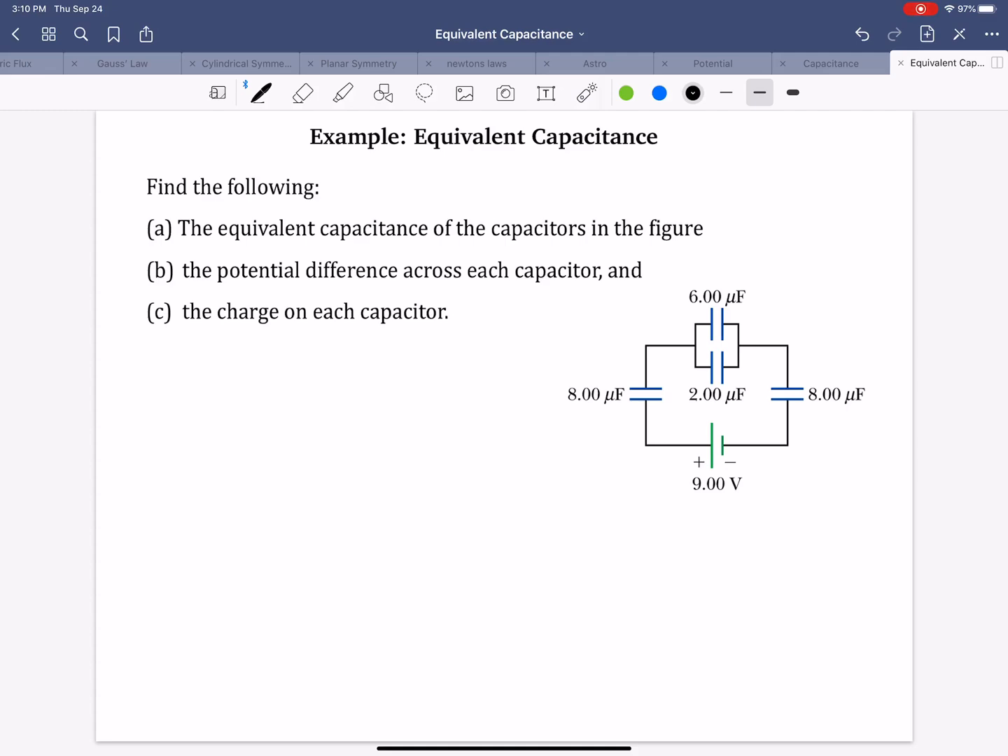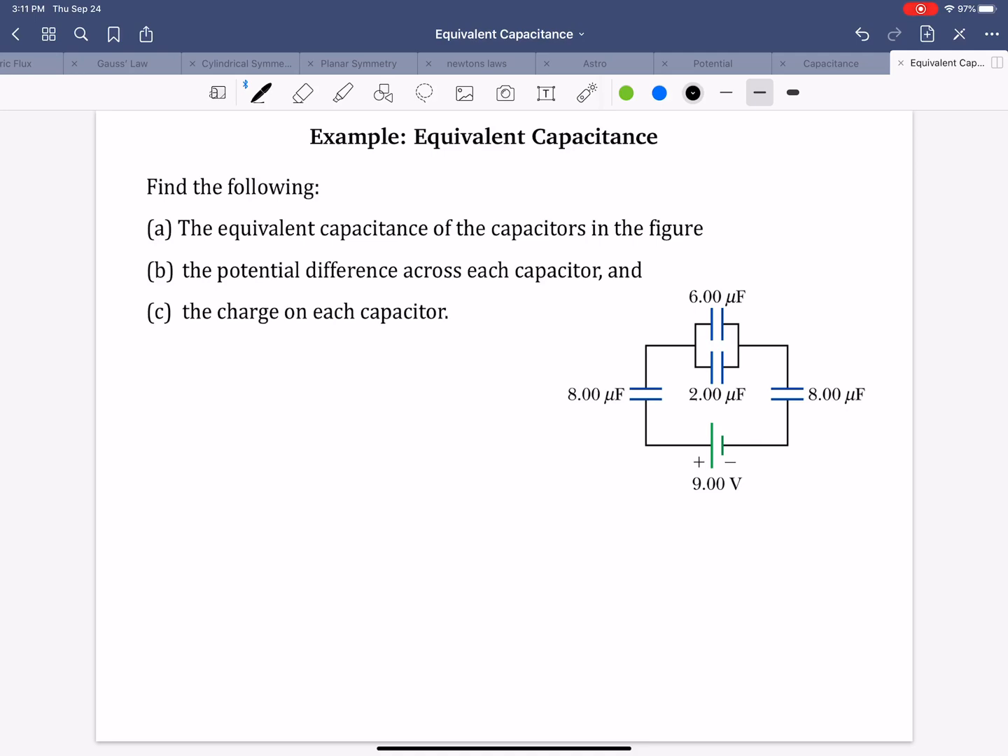So in this example, we have the electric circuit shown, and we want to find the equivalent capacitance of these four capacitors. In addition, we want to find the electric potential across each of those four, as well as the charge across each of those four. They have their respective capacitances shown, as well as the voltage for the battery itself.